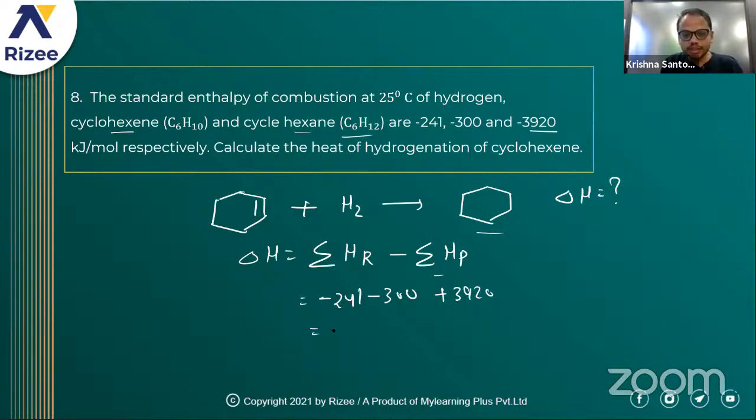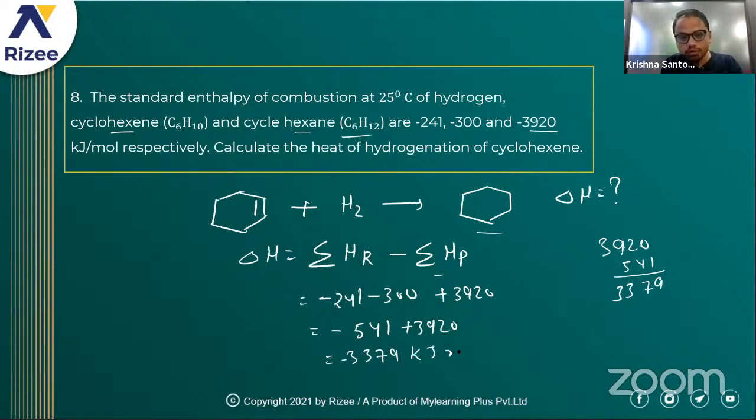So you will get minus 541 plus 3920, so 3920 minus 541. So 10 minus 1, 9. 11 minus 4, 7. 8 minus 5, 3. So 3379 kilojoules per mole. Okay, so this is how we are finding the required equation here. Okay, next one.